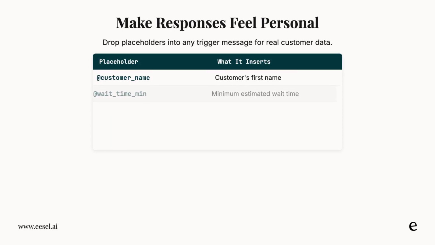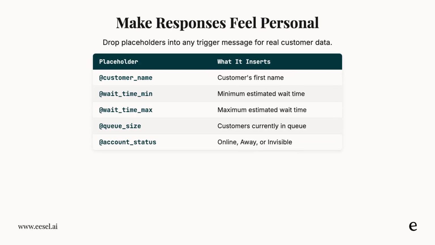Placeholders transform generic trigger messages into personal ones. Drop a customer name into a greeting to use their actual name. Use await time min and await time max to give a real wait estimate. Queue position shows how many customers are ahead of them, and account status reflects whether your team is online or away.